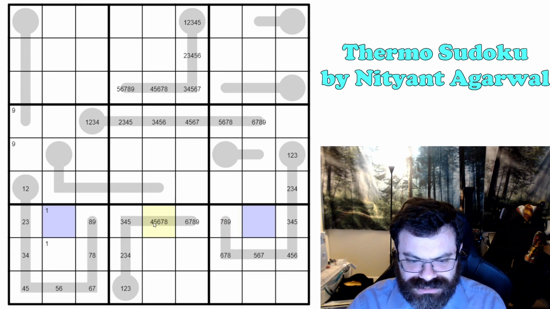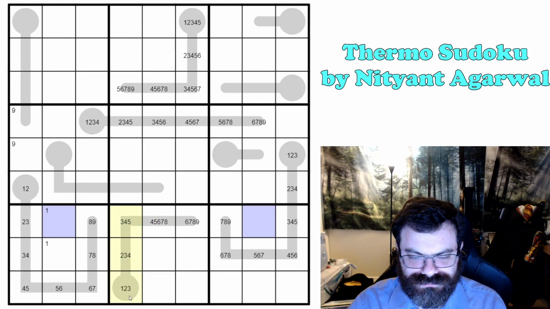So I guess the question is, can this be a 4? Like, what would that do? Because that forces 3, 2, 1. So I'd have 4, 3, 2, 1. A 2 here. I'm wondering if it has to do with that forcing the 1 here.